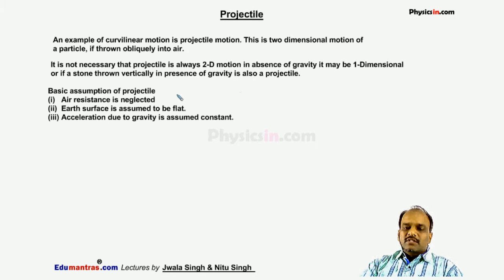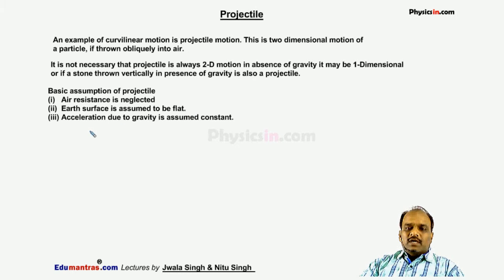Now some basic assumptions of projectile which we will discuss here. First, air resistance is neglected. As we know, on Earth air is always present, but we neglect the resistance of air because Earth always exerts force while the particle moves up or down. Second, Earth's surface is assumed to be flat. We know that our Earth is not flat. But for a small calculation, for a small distance, it can be assumed as a flat surface.